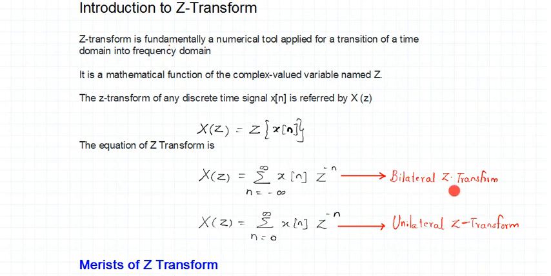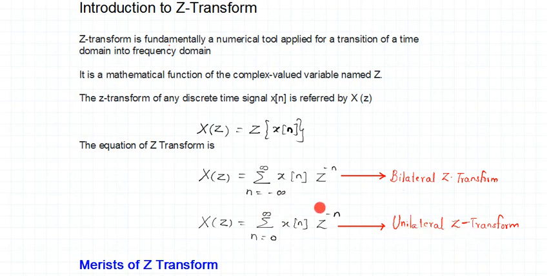Why these names? Here the signal x[n] extends from minus infinity to plus infinity. It means that it is taking values on the negative side also and on the positive side also. And therefore, we call it bilateral, meaning having both polarities. That's why bilateral Z transform. Whereas unilateral Z transform means the signal x[n] is extending only from 0 to infinity, positive values of n, and therefore you call it the unilateral Z transform.